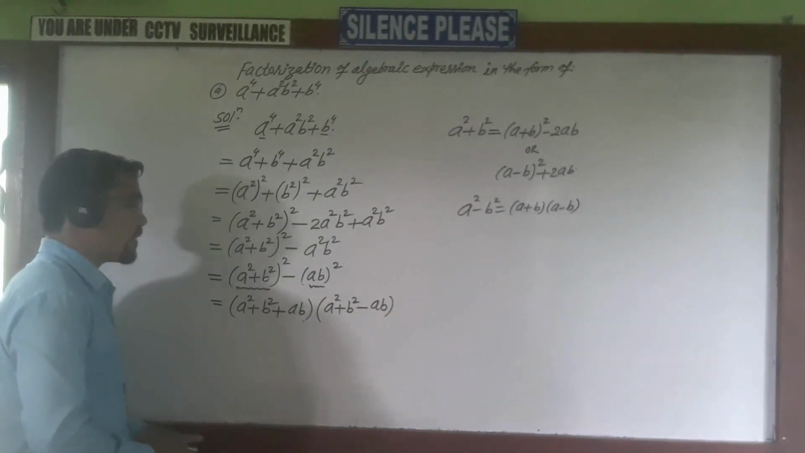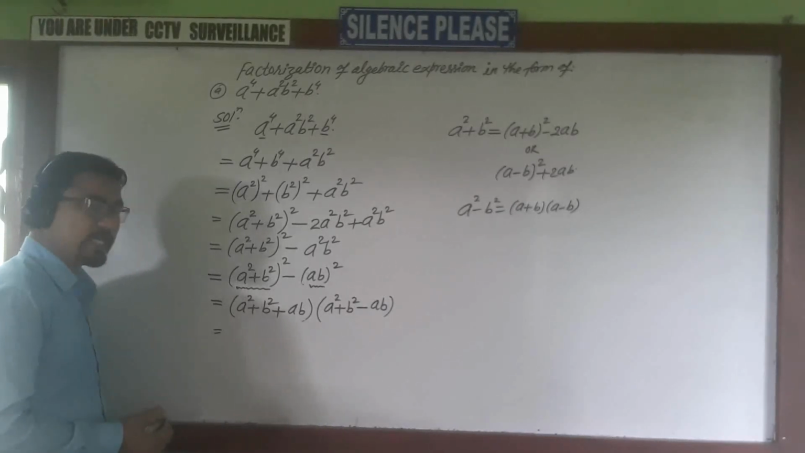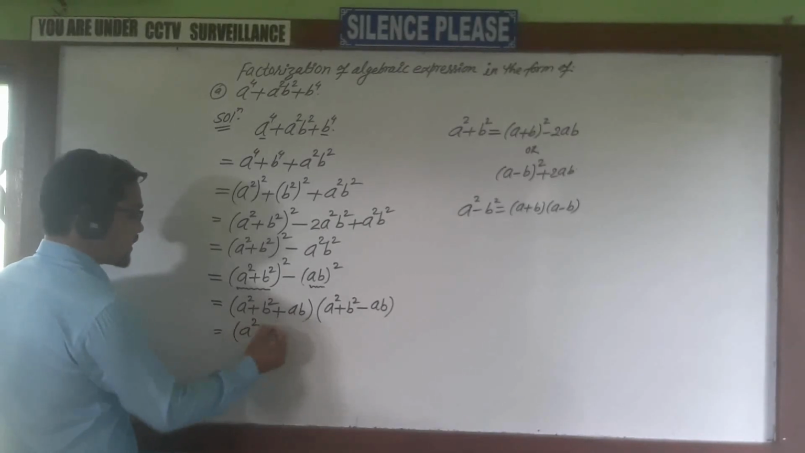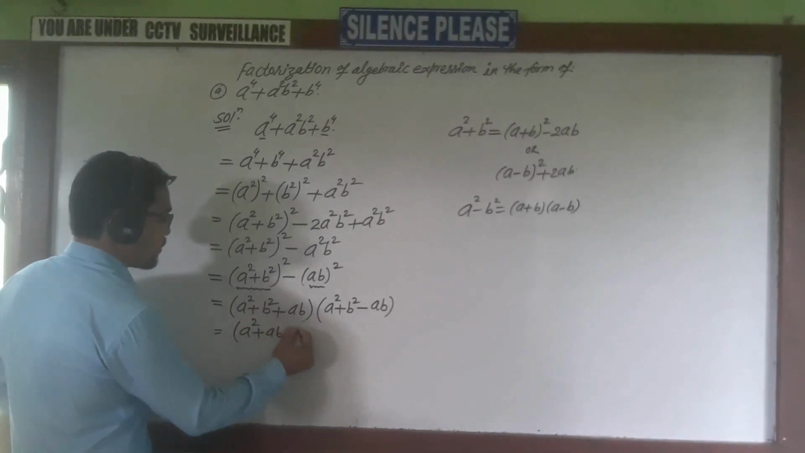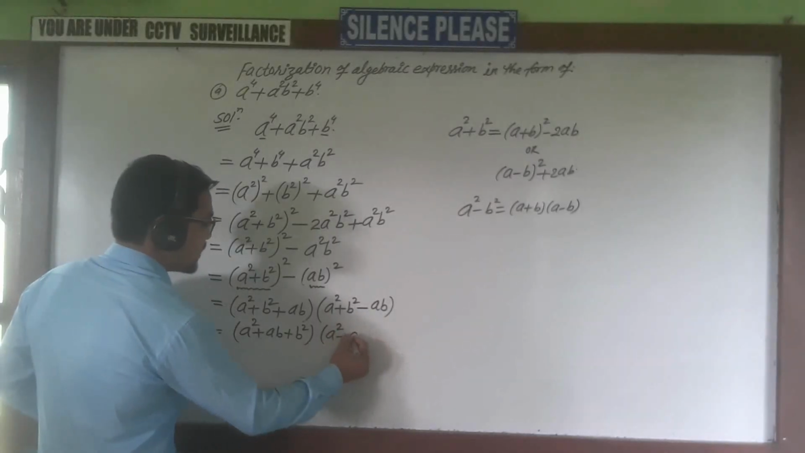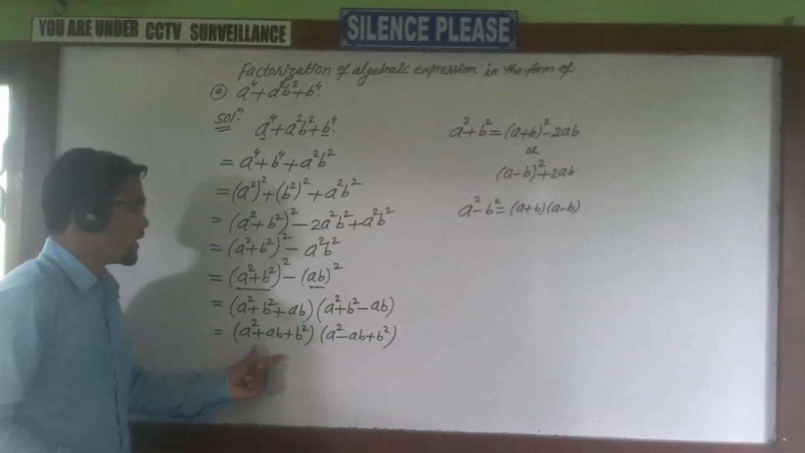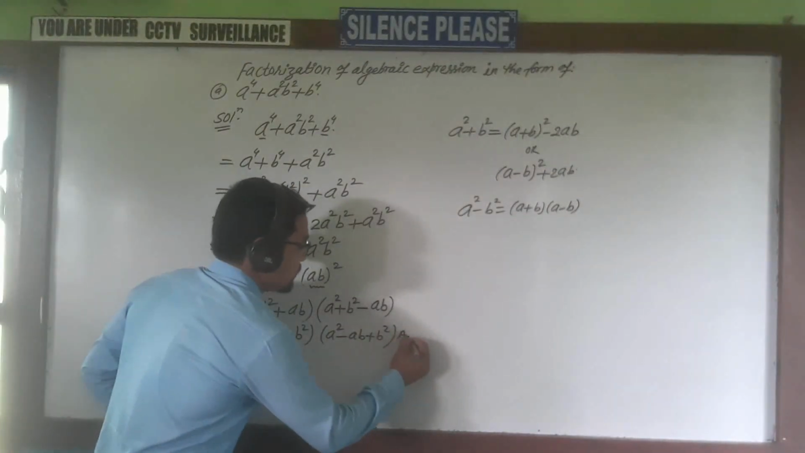So this is our required answer, and we can write this answer by arranging it. So let's write it by arranging here. This a square stays the same, plus ab we write in the middle, and plus b square we write at the back side. Similarly, a square, minus ab in the middle, and plus b square at that side. So in this way we can write by arranging it. So this is our required answer.